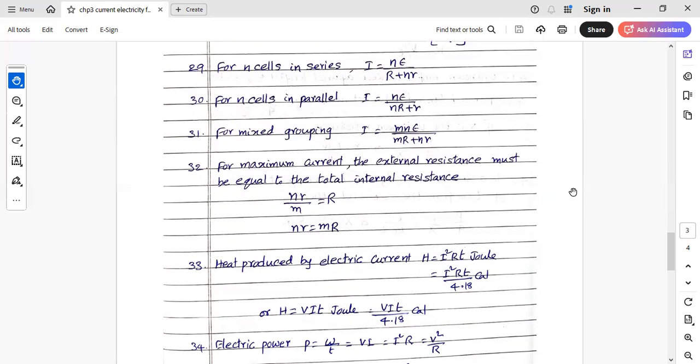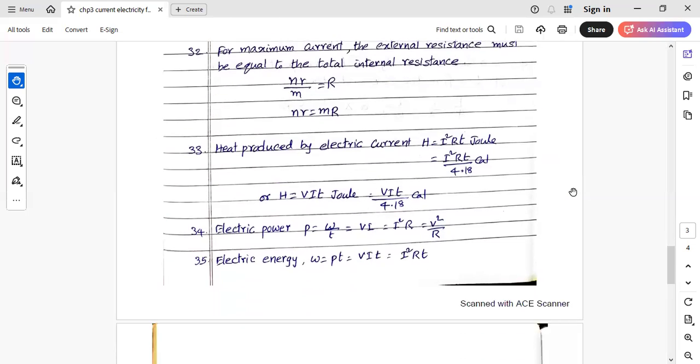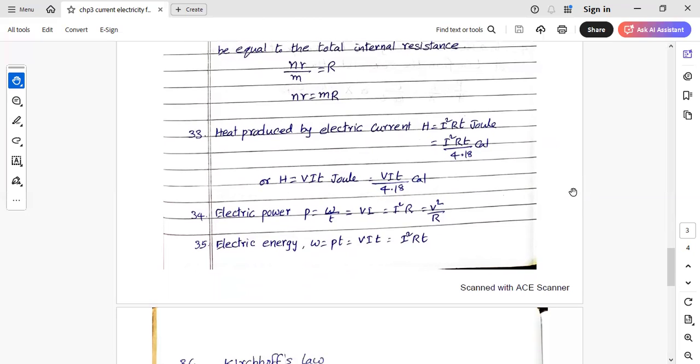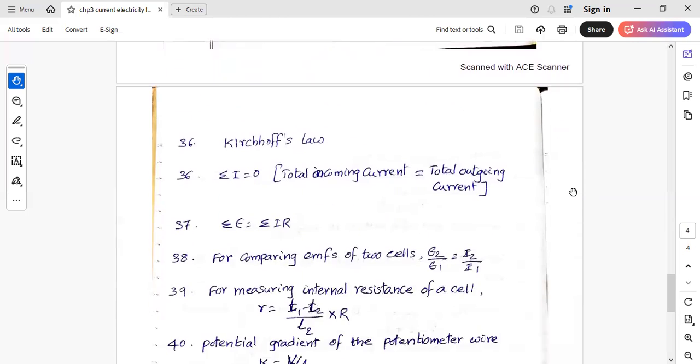Heat produced by the electric current: H is equal to I square R t joules, is equal to I square R t by 4.18 calories. Or H is equal to V into I into t joules, or V I t by 4.18 calories. Electric power P is equal to W by t is equal to V into I is equal to I square R is equal to V square by R. Electric energy W is equal to P into t is equal to V into I into t is equal to I square R into t.